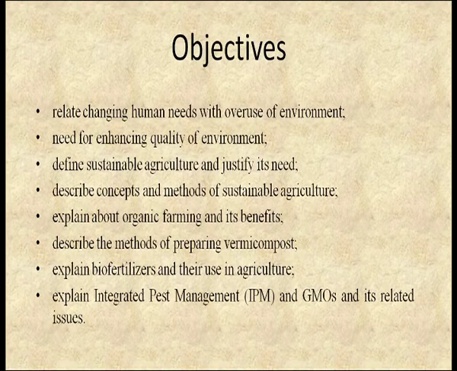Now come to the objectives of the program: relate changing human needs with overuse of environment, need for enhancing quality of environment, define sustainable agriculture and justify its need, describe concept and methods of sustainable agriculture, explain organic farming and its benefits, describe the methods of preparing vermicompost, explain biofertilizers and their use in agriculture, explain integrated waste management and GMOs and their related issues.